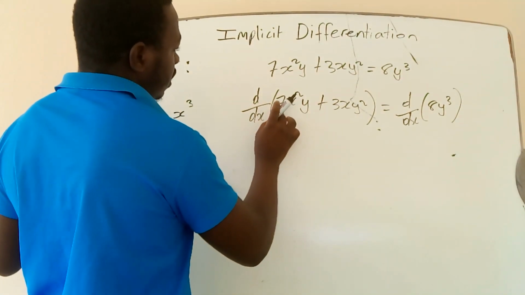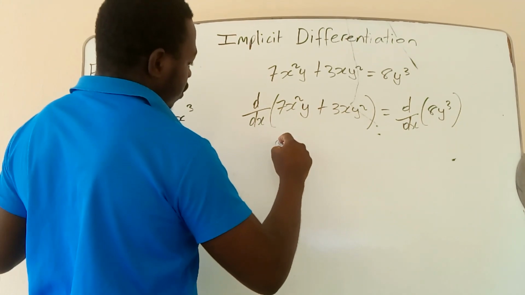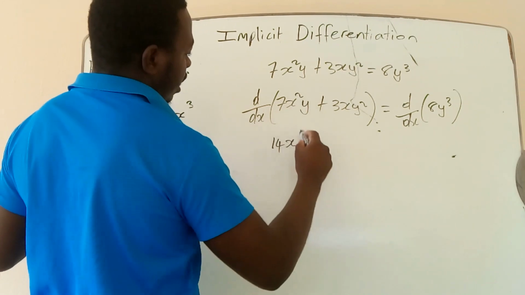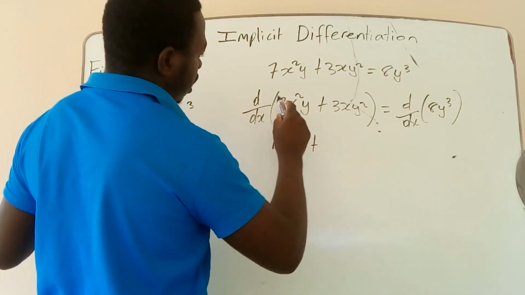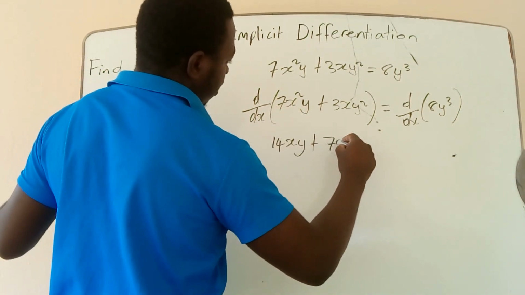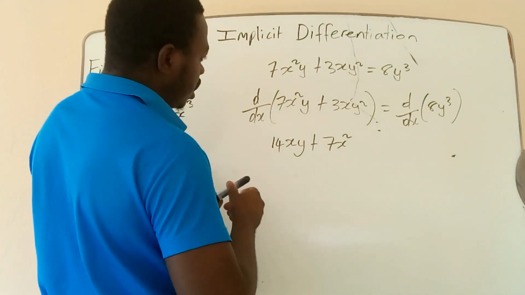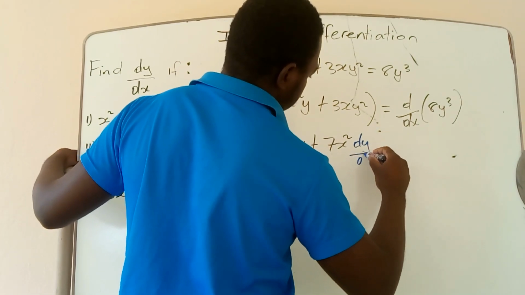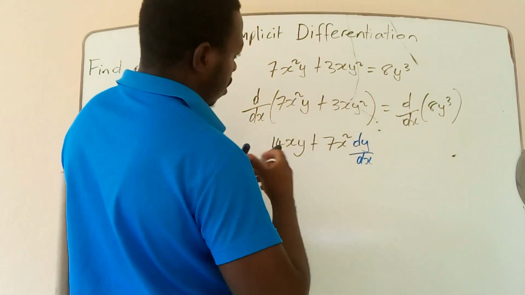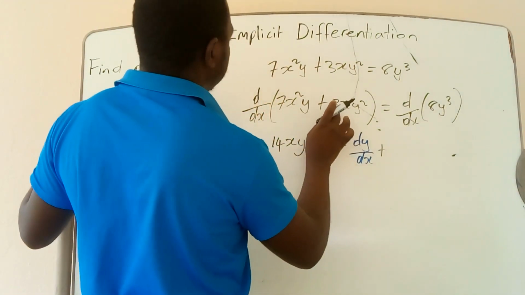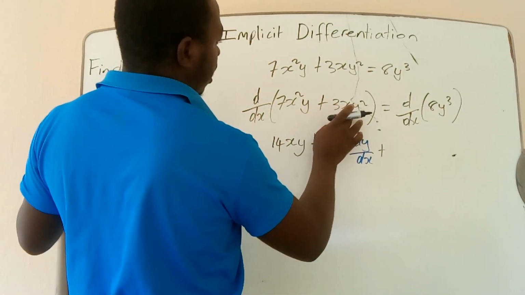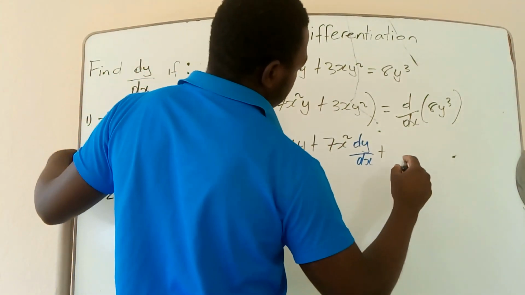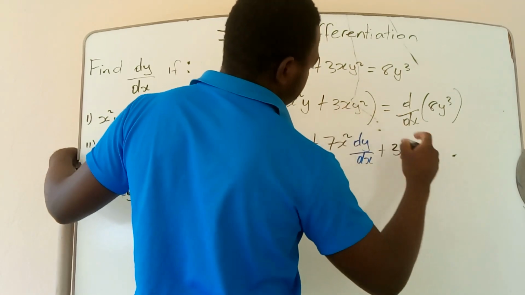Now you're going to use the product rule to differentiate the first term. So if you differentiate 7x squared, that's going to give you 14x. Keep your y, plus keep the 7x squared this time, and differentiate y, that gives you dy by dx, plus differentiate 3x y squared. You have to use the product rule. So you differentiate 3x, that gives you 3. You keep the y squared.